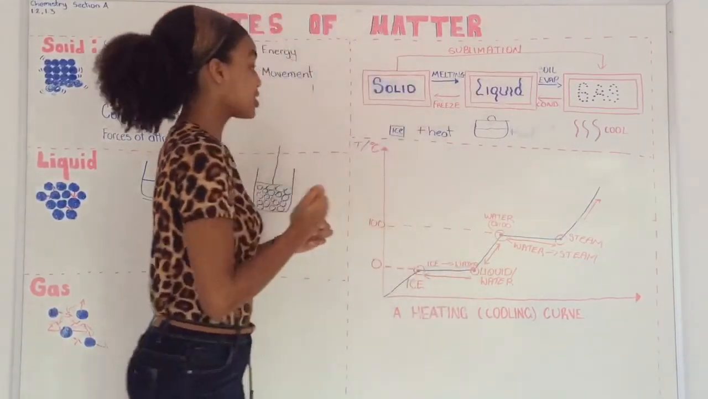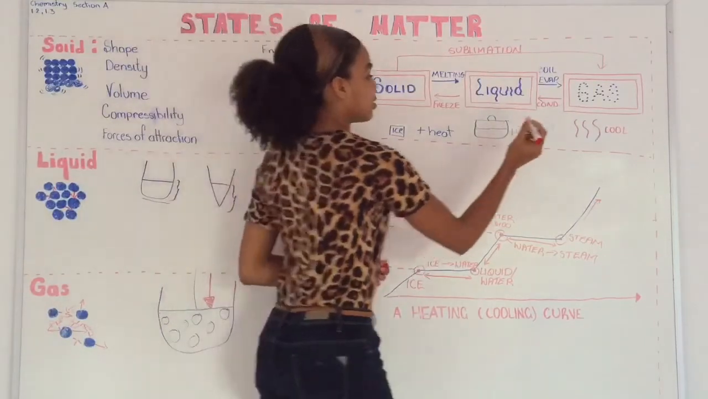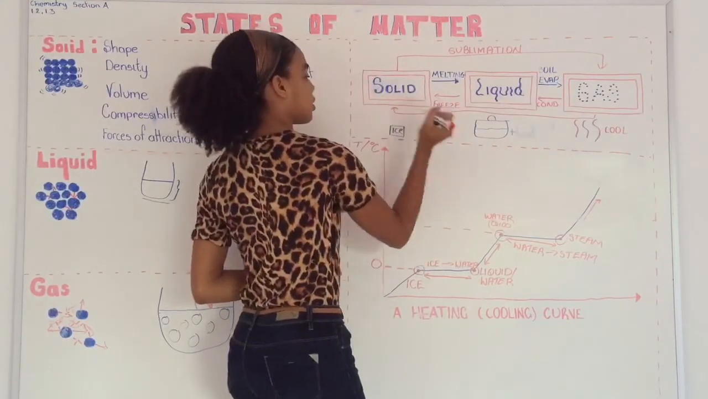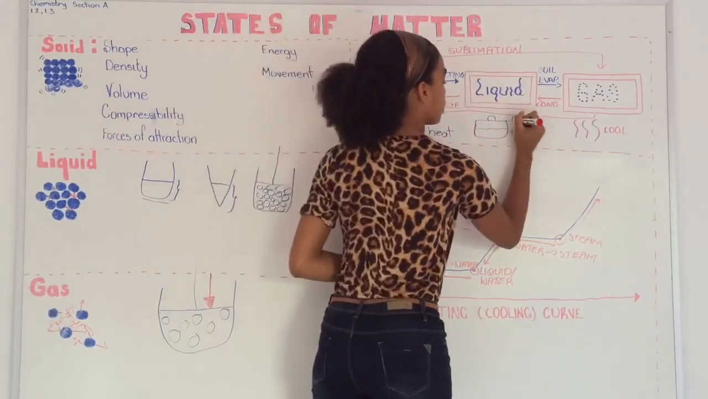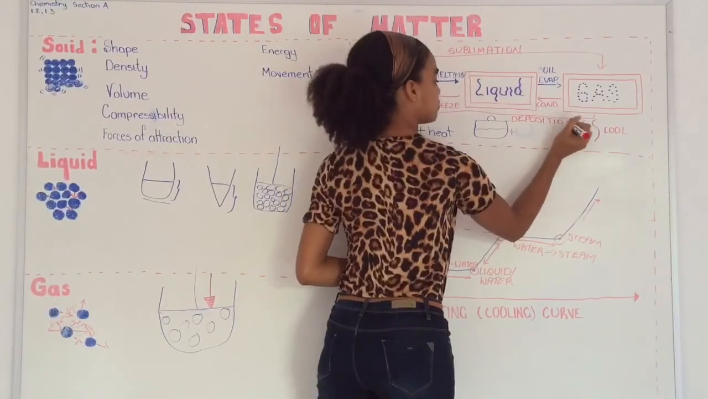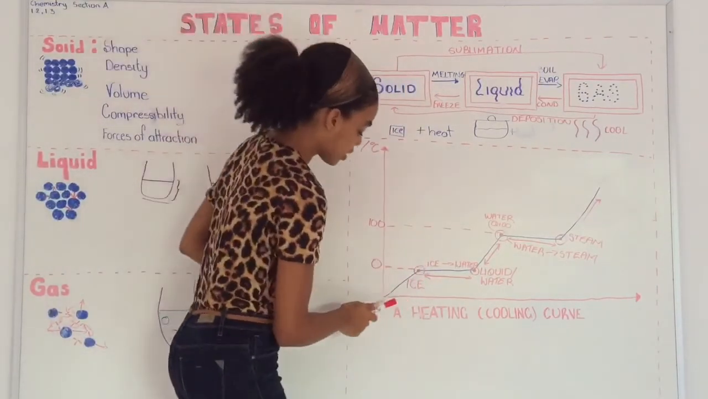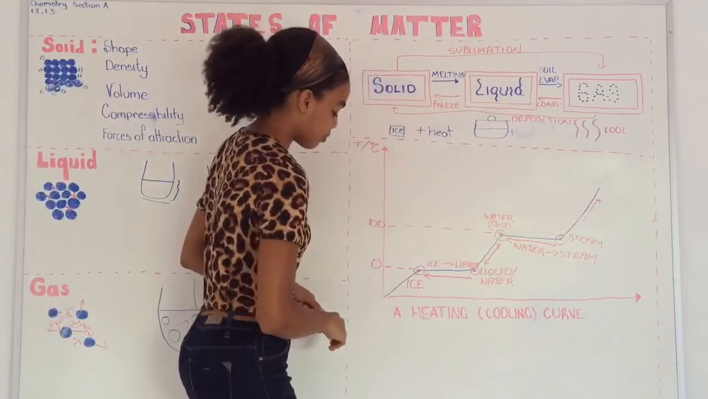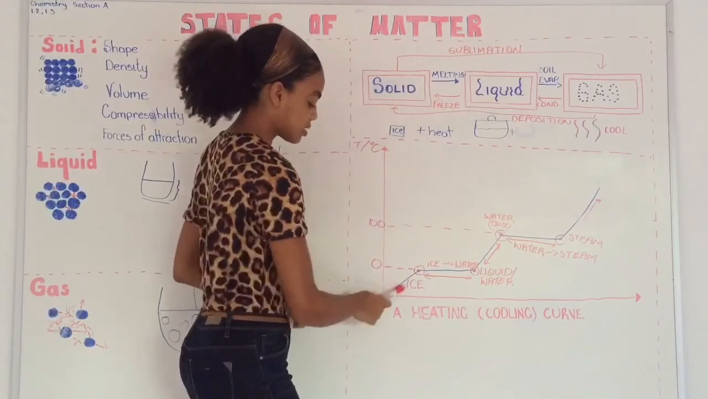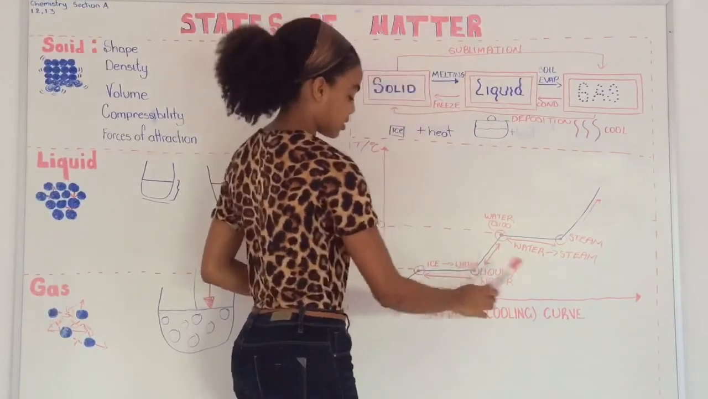You can convert a solid straight to gas without reaching the liquid state, and you can also convert a gas straight to solid, and this is called deposition. And the heating or cooling curve, remember we start with ice below zero, or ice at a temperature that's lower than zero. It gains some energy, becomes ice at 0 degrees. We have melting right here as ice becomes water.